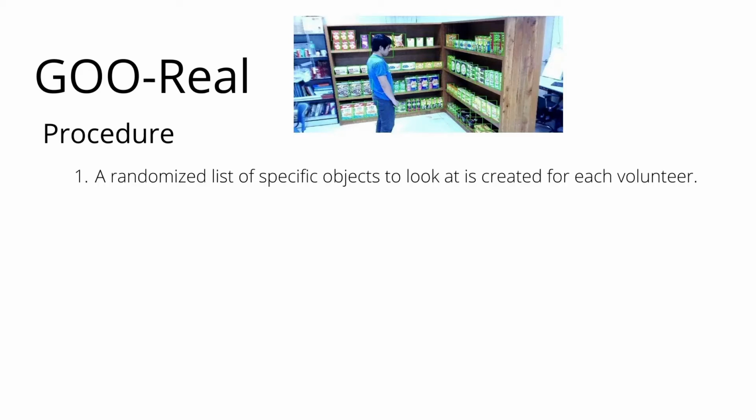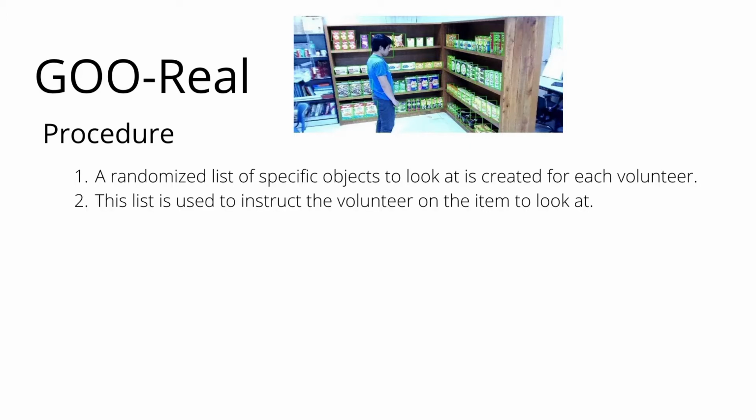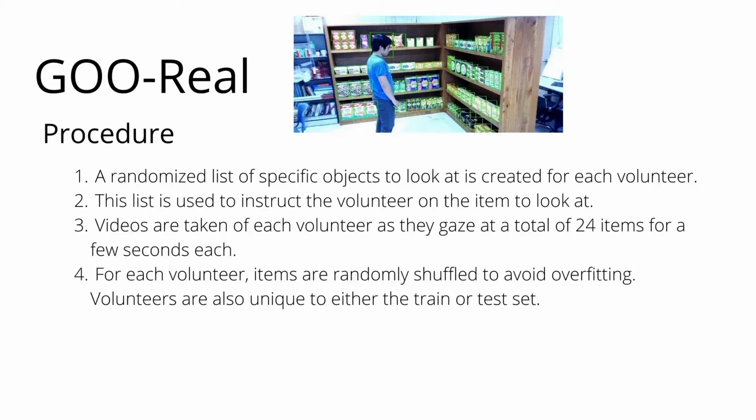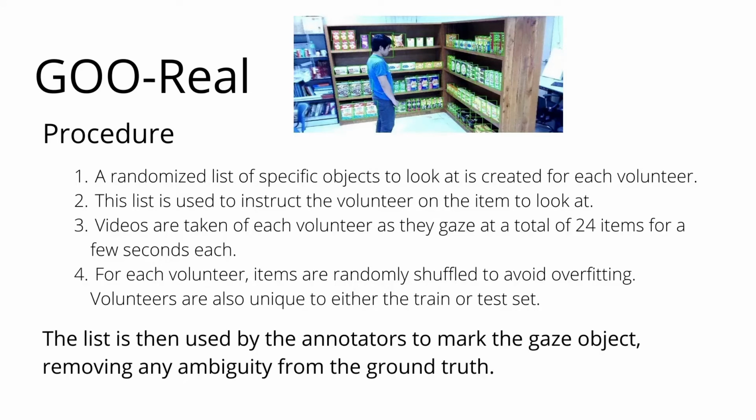The procedure for data collection is as follows. A randomized list of specific objects to look at is created for each volunteer. Then, this list is used to instruct the volunteer on the item to look at. Videos are then taken of each volunteer as they gaze at a total of 24 items for a few seconds each. Lastly, for each volunteer, the items are randomly shuffled to avoid overfitting. Volunteers are also unique to either the train or the test set. The list is then used by the annotators to mark the gaze object, removing any ambiguity from the ground truth.